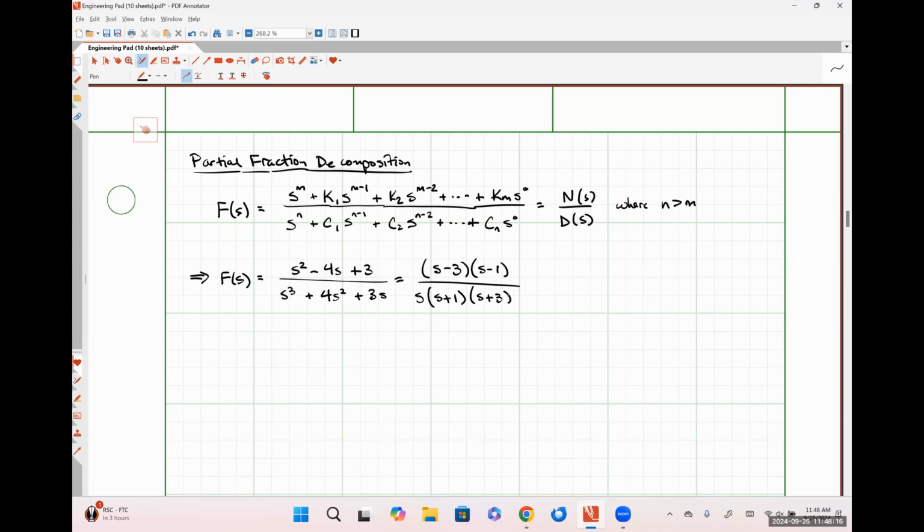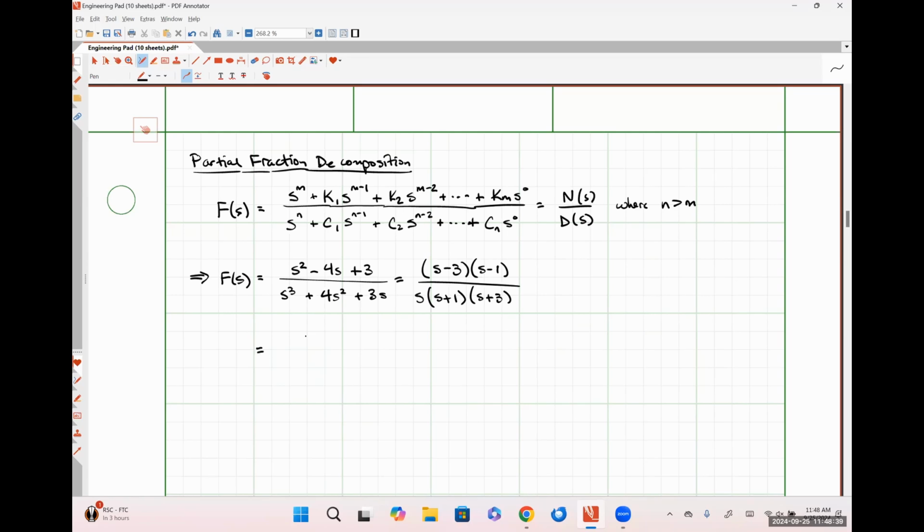So none of these terms in our numerator can be canceled out by any of these terms in our denominator. So we've just got this big gross thing right here, right? So what partial fraction expansion, or partial fraction decomposition, allows us to do is to split up something like this into the following form, okay?